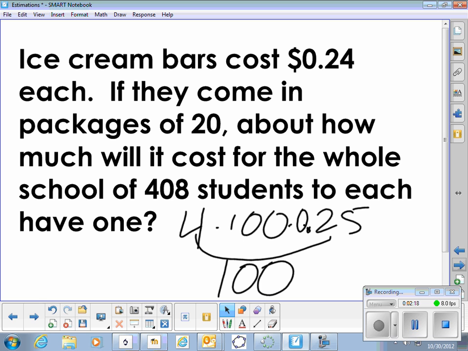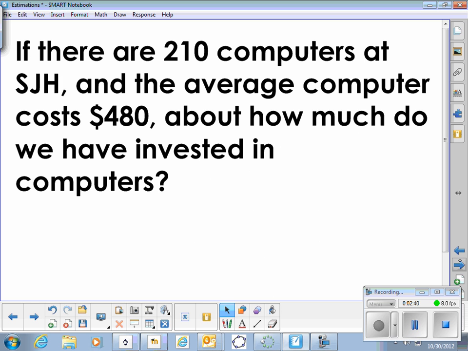Well, what about the packages of 20? Well, sometimes you have information that doesn't matter. That particular one doesn't change this problem. So if you go to check out and they charge you much more than $100, you might want to ask them to check their register and see if they counted correctly.